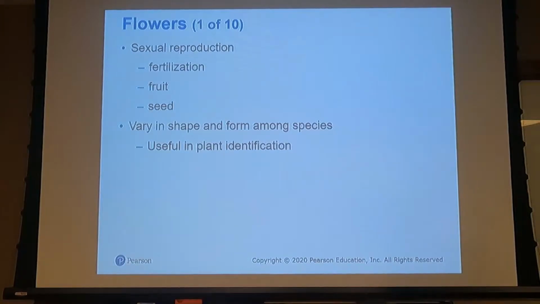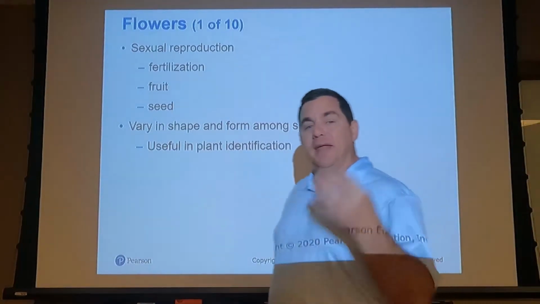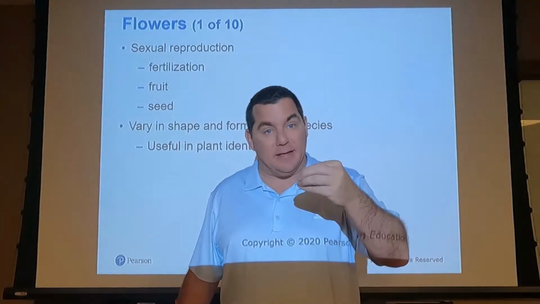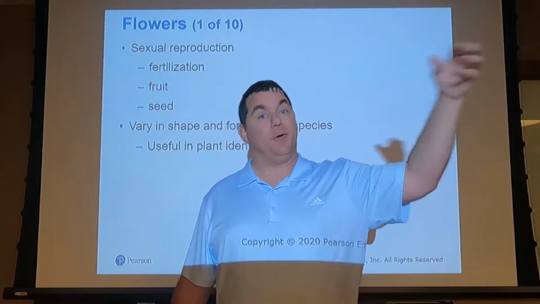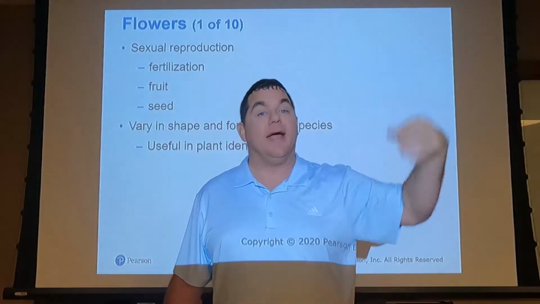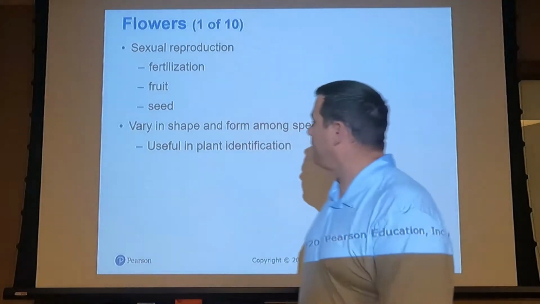They are the sexual reproduction kind of organ of the plant. This is where fertilization occurs. The fruit is formed, and within that fruit is going to be the seed. The seed is what we're going to plant next year. That's how plants reproduce and continue on growing.